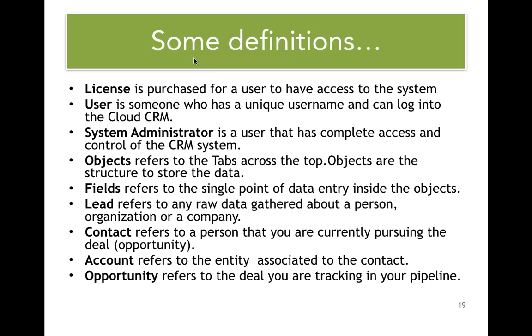Account refers to the entity which is associated to a contact. That means if I want to do business with, say, Ajay's company, then Ajay is my point of contact. And for all the business transactions which I'll be dealing with Ajay's company, I'll be creating an entity called an account. Maybe the name of the account is the name of the company where Ajay is working. Then comes the opportunity, which refers to the deal you are tracking in your pipeline. So these are the main four functionalities corresponding to Sales Cloud, which we have discussed.